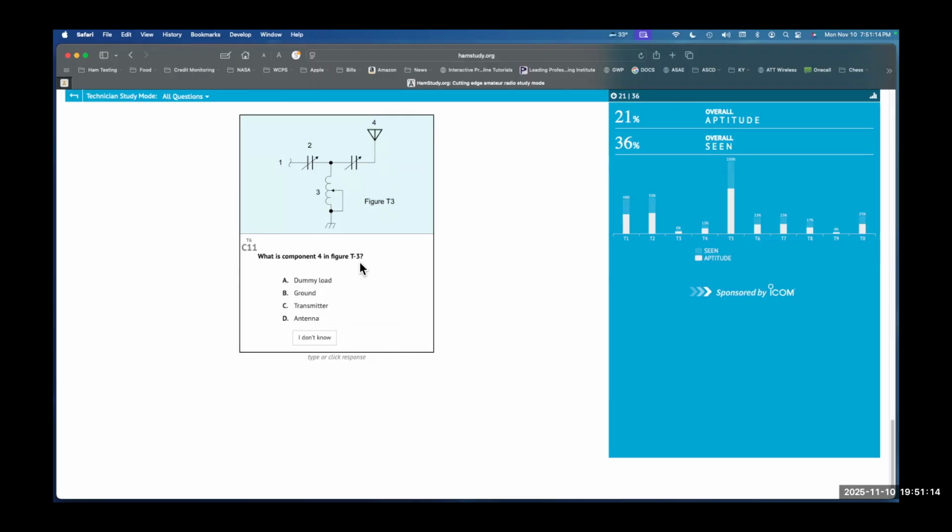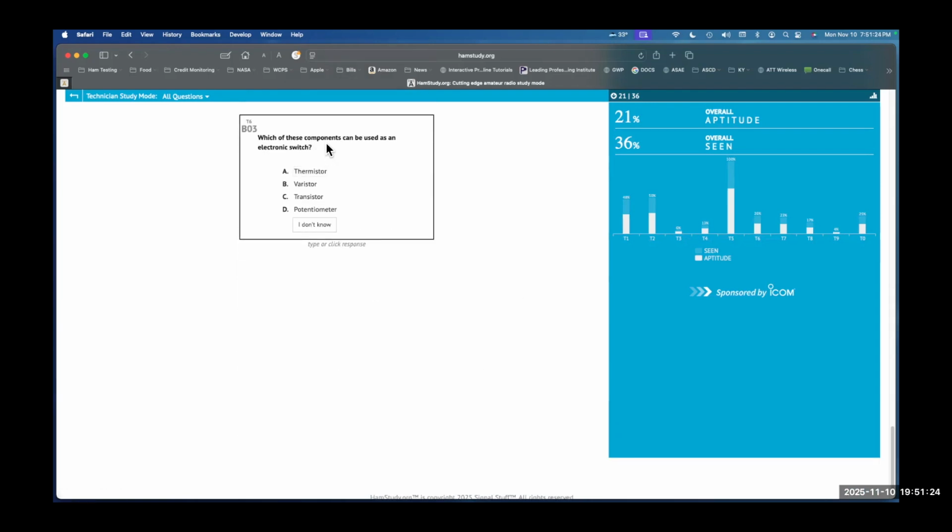What is component 4 in figure T3? That'd be the antenna. It's going to be the antenna. Looks like an antenna. That's an easy one. Which of these components can be used as an electronic switch? A thermistor, a varistor, transistor, or potentiometer?